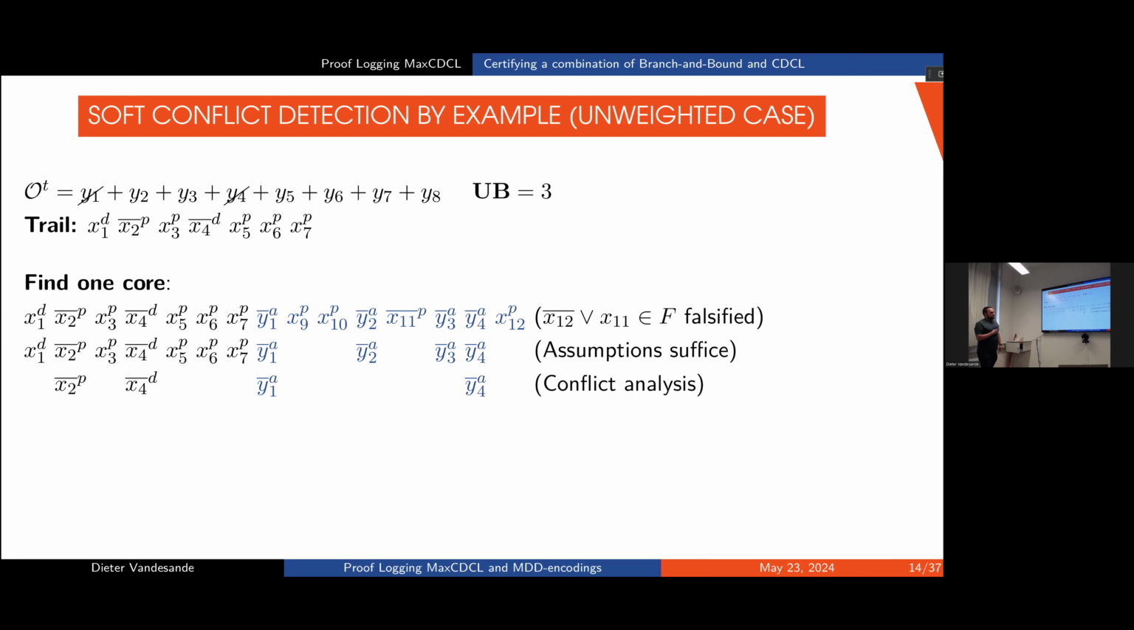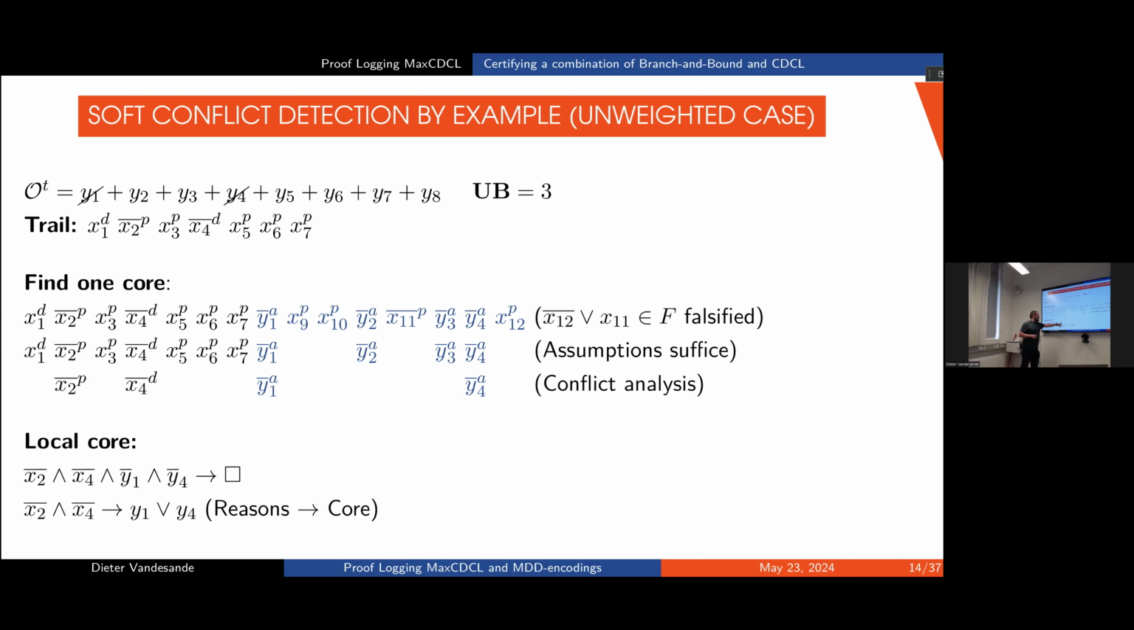In MaxCDCL, conflict analysis happens in the same way as it happens in CDCL solvers. So it finds out that this conflict was caused by x2, x4, not y1, and not y4. So since this leads to a conflict, we know at this moment that given x2 false and x4 false, it follows that at least y1 and y4 needs to be true. So that's the first core.